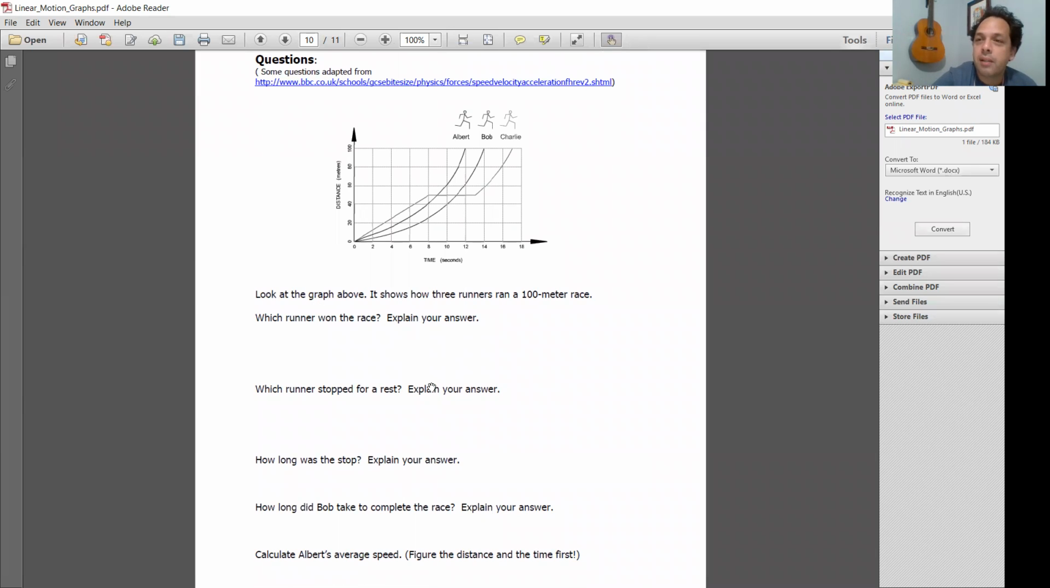I'm going to say Albert. How do I know? Well, because he ran 100 meters in 12 seconds. So he did it the quickest. Which runner stopped for a rest? That would be Charlie.